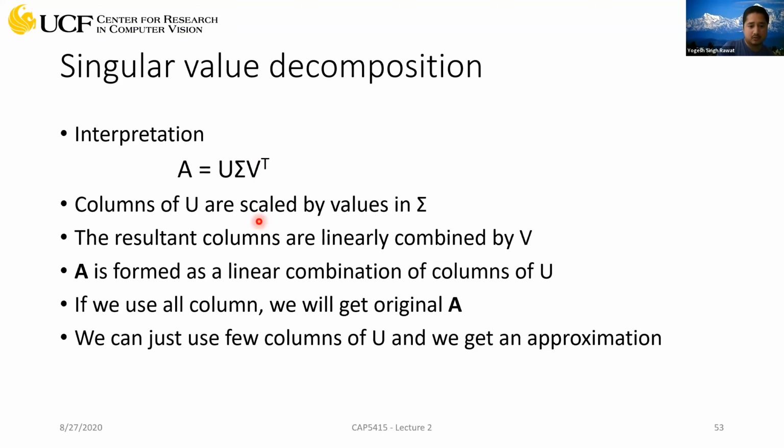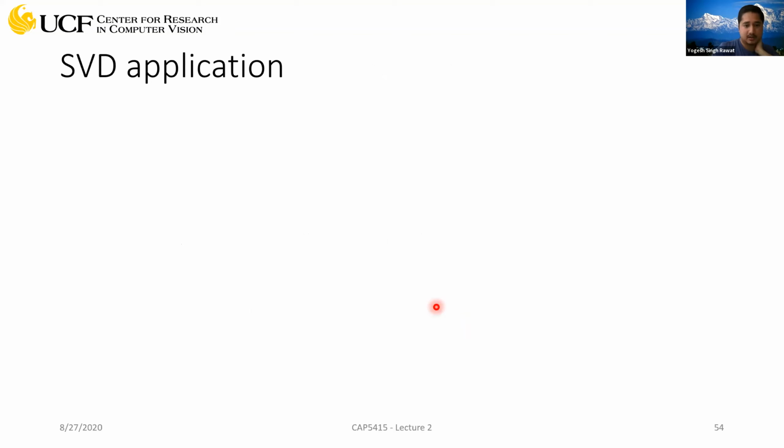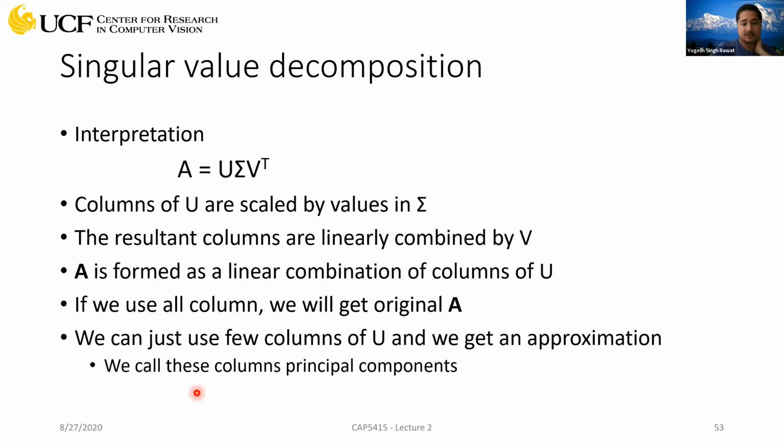So if we use all the columns, we'll get exactly A. But if we use a few of the columns, then we will get a kind of approximation of what A is. And this has a huge application in image processing. It's used for image compression. And these columns of V are called principal components.